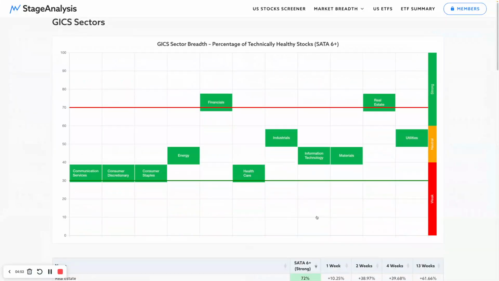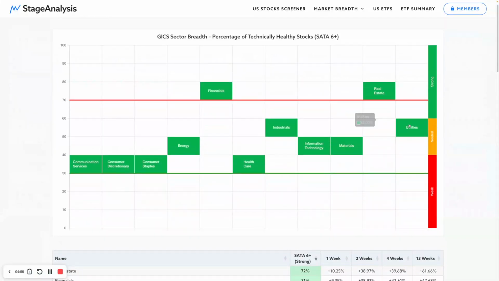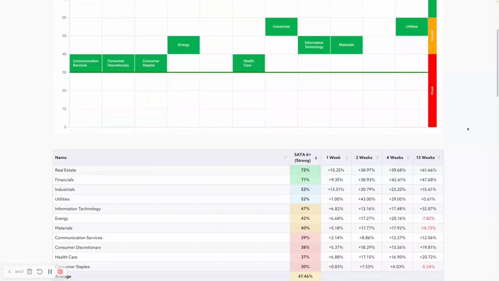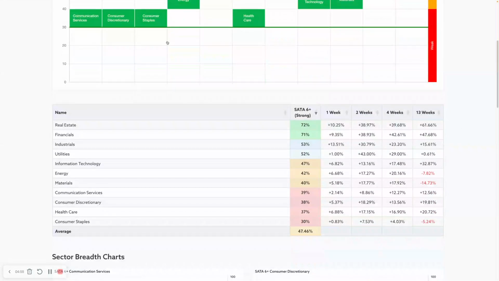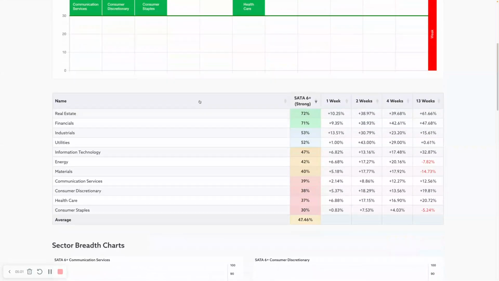So if we come back through to the sector breadth chart here, if you actually scroll down the page, as I said, we've got the chart itself at the top. Then we've got the table, which is ordered in terms of the SATA 6 Plus strength. So real estate, financials leading at the moment, followed by industrials and utilities. So we've got two sectors in the strong zone at the moment, and we've got 5 in the neutral zone, and then we've got 3 just bordering at the top of the neutral zone at the moment.